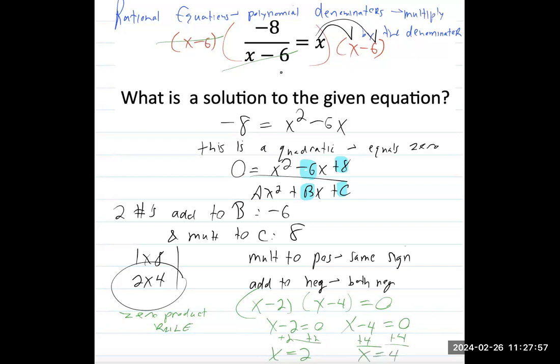And for rational equations, you're always going to want to make sure that your answer doesn't cause a 0 in your denominator. So if I had 6 as an answer, it would give me negative 8 over 0, and that would be off limits, and we would not accept that answer. But it's fine. 2 and 4 don't do that. And so the answer is x equals 2 or x equals 4. Either answer is okay.